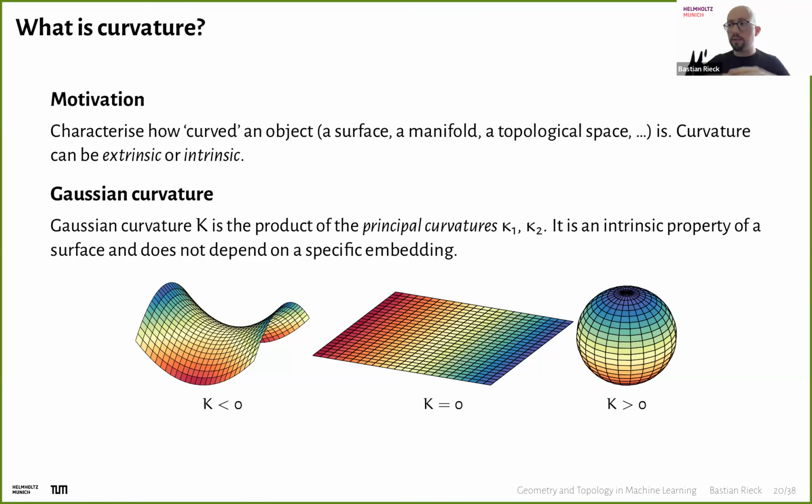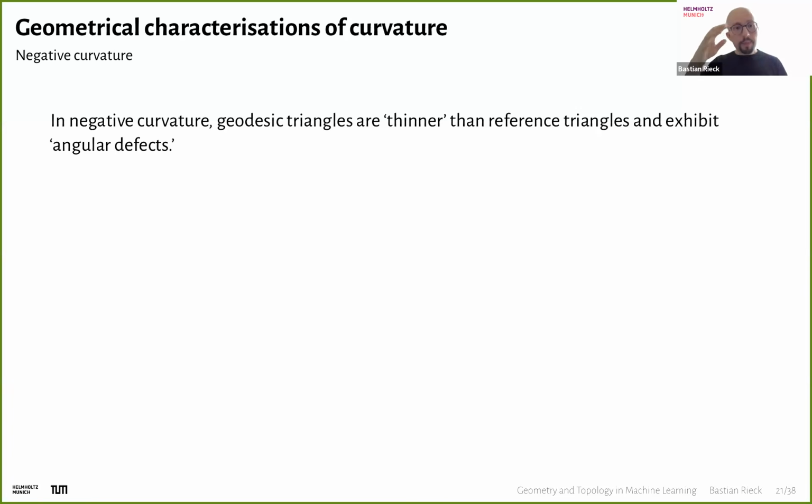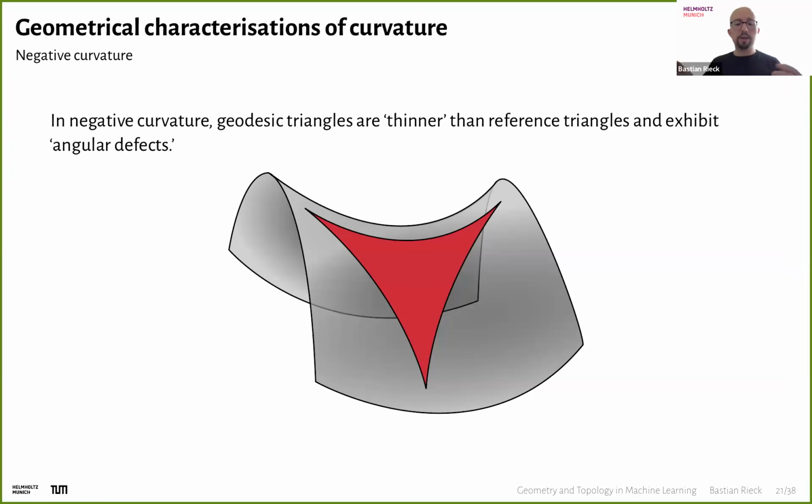We have a flat Euclidean plane, which is, of course, zero curvature or flat curvature, if you will, and we have a positively curved space, which is a sphere. So these are the quintessential model spaces of Gaussian curvature and of other curvature values as well. Now, another way to characterize curvature that is often alluded to is the idea that in negative curvature, your geodesic triangles on the surface are thinner than reference triangles, so they exhibit angular defects. You can see this by drawing a geodesic triangle on a hyperbolic surface, and you can see that the angles start to become weirdly defective.